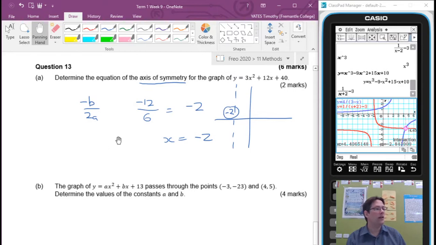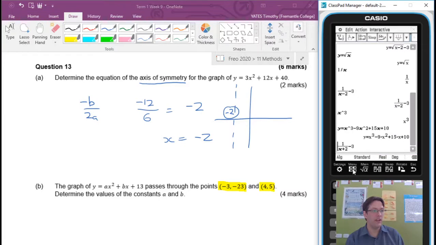So the graph of y equals ax squared plus bx plus 13 passes through these 2 points. Determine the values of the constants a and b. Let's have a look at this one. In fact, this one is a simultaneous equation question. We have been given 2 values for our y values and our x values, so we're going to need to use our simultaneous equation solver.